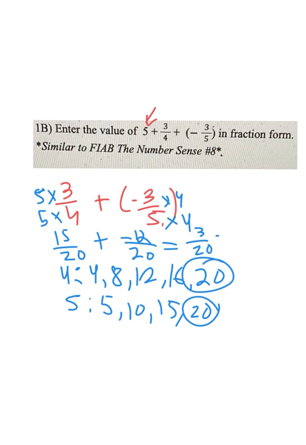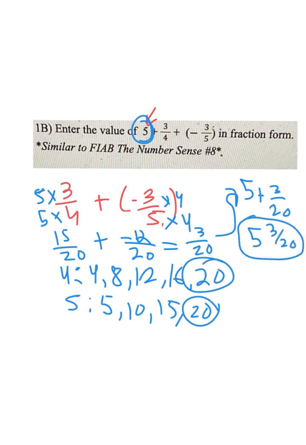So now, we're going to combine it all together. Don't forget, we had 5 in the beginning. So we have 5 plus 3/20. And our final answer is 5 3/20. And we are done.